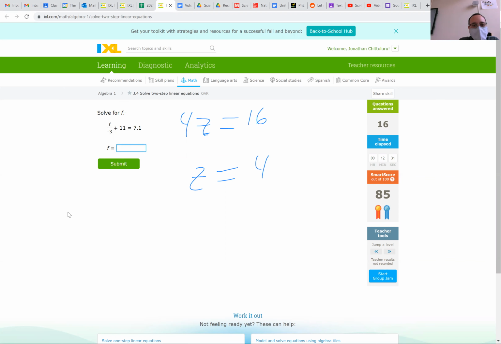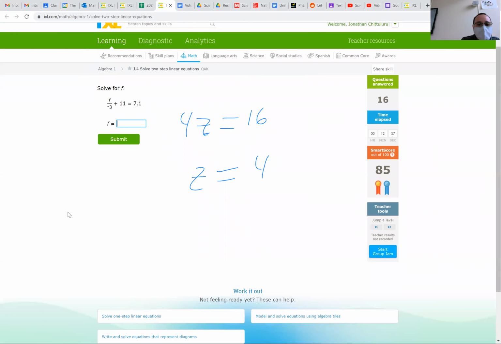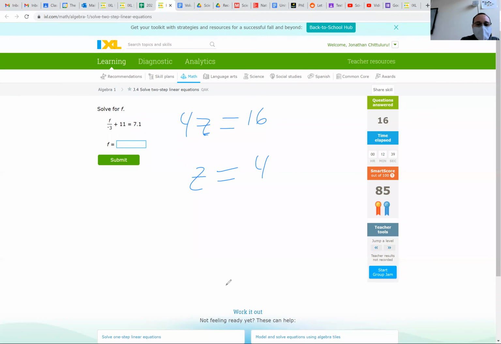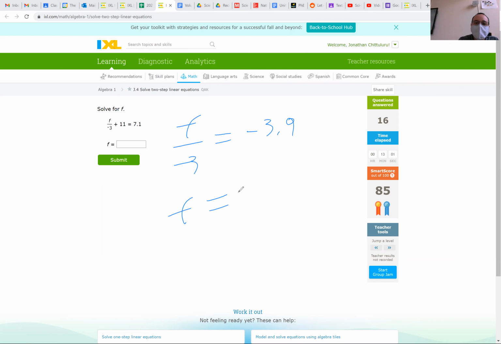So let's take a look at this one. F over -3 plus 11 equals 7.1. First thing we're going to do is subtract 11 from both sides. So we're going to have F over -3 equals 7.1 minus 11. That's going to give us -3.9. Okay, -3.9. And so then we're going to multiply both sides by -3. So F is going to equal -3 times -3.9. So that's 3 times 3, which is 12, plus 3 times 0.9, which is 2.7. So that's going to be 14.7. Let's see if that works.